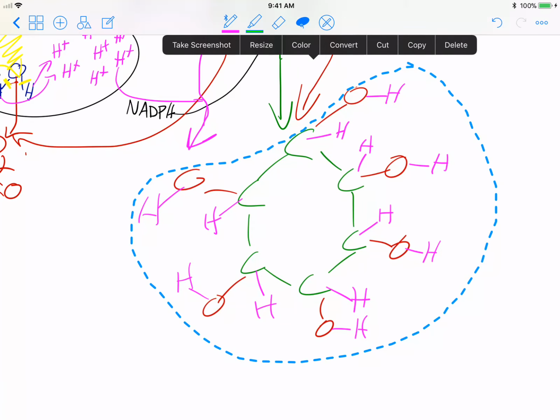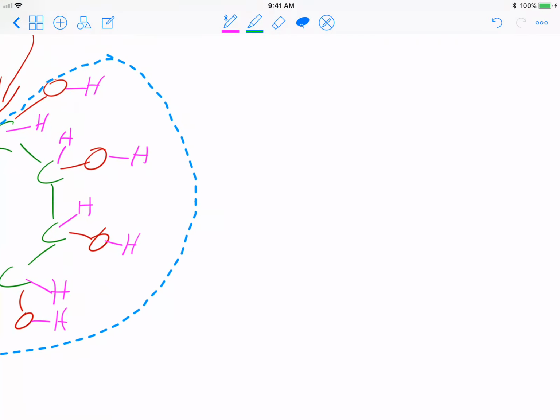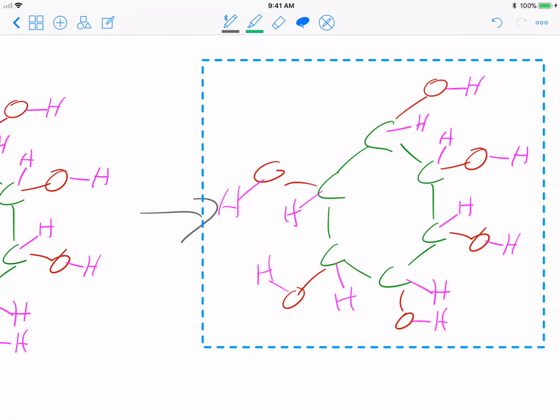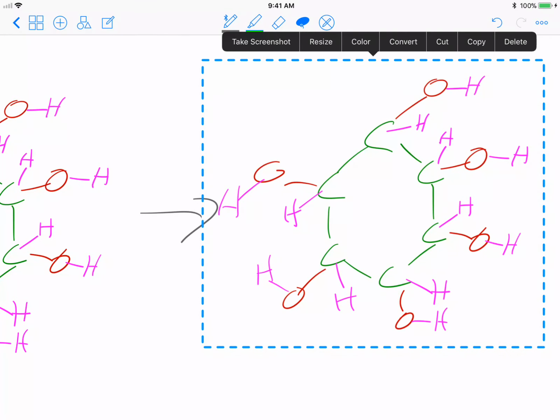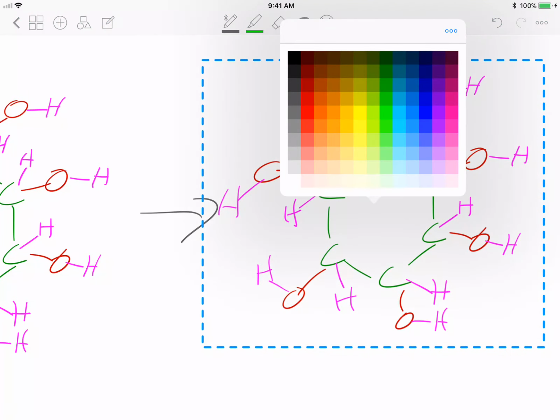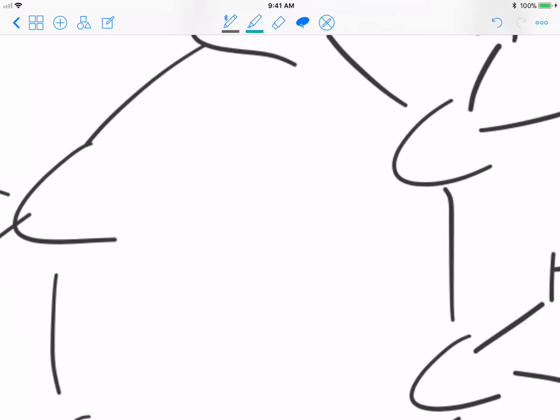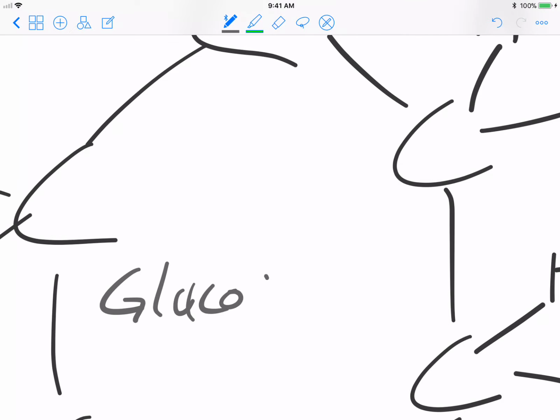Okay, this molecule, we're going to copy it, bring it over here, where we can look at it more closely. We'll change its color to symbolize that it's all one molecule now. So it's all been changed to this gray molecule that we call glucose.